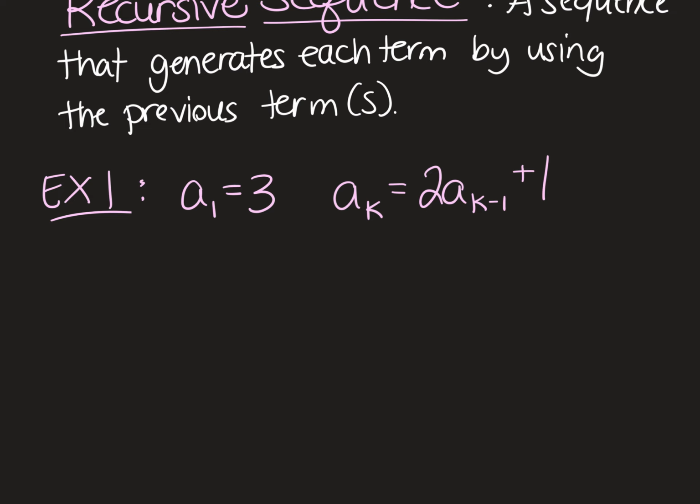So algebraically, I want to do this first, and then we'll do this with a table. I think sometimes it's easier with a table. Sometimes it's easier if you see how this is being generated algebraically. So let's say I want to find term 2. I'm going to use this formula right here, and I'm going to put 2 everywhere I see K. So I'm going to put 2 times a sub 2 minus 1 plus 1. I'm just replacing those K's with 2's.